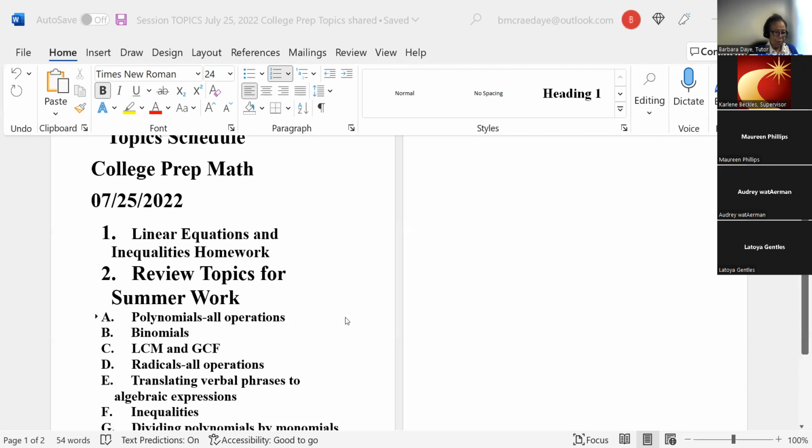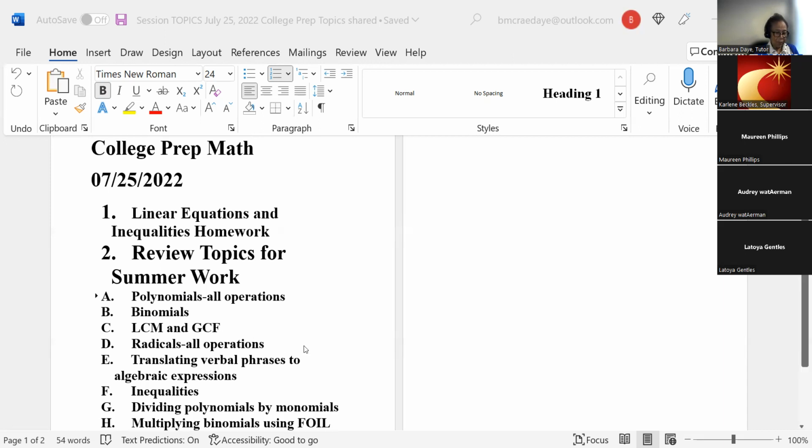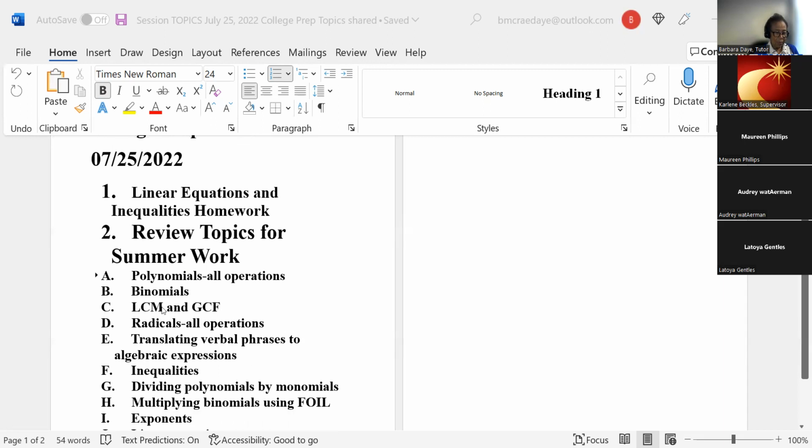Now you'll have polynomials, all operations. That means addition, subtraction, multiplication, division. Then we'll do binomials, and we'll be using those pretty much for dividing into polynomials. The factoring and the simplifying we'll be doing with the binomials, and the divisions with the binomials divided into the polynomials. Review your least common multiple and greatest common factor. You know how we did those. Go back to your study sheets.